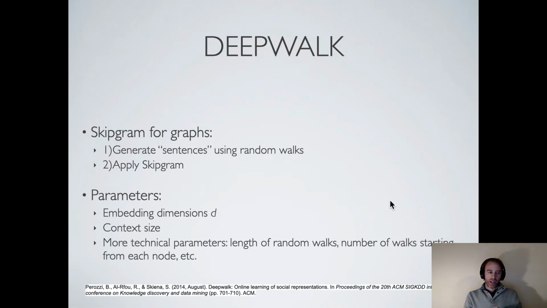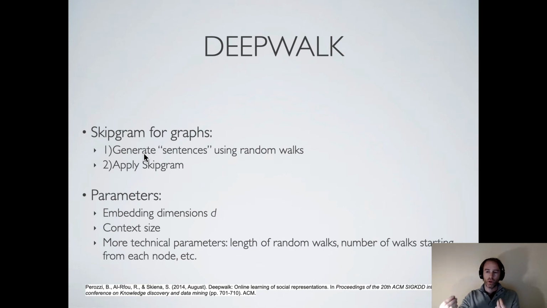So let's go back to DeepWalk now. Actually, the principle of DeepWalk is just to use this skipgram but on graphs. And how to do that? Well, they generate sentences using random walks. So you start from a node, you do a random walk, and you remember the labels of the nodes that you're encountering. You start from node N1, which is your node of interest, and then you move at random. So you follow the graph and you arrive at N5.